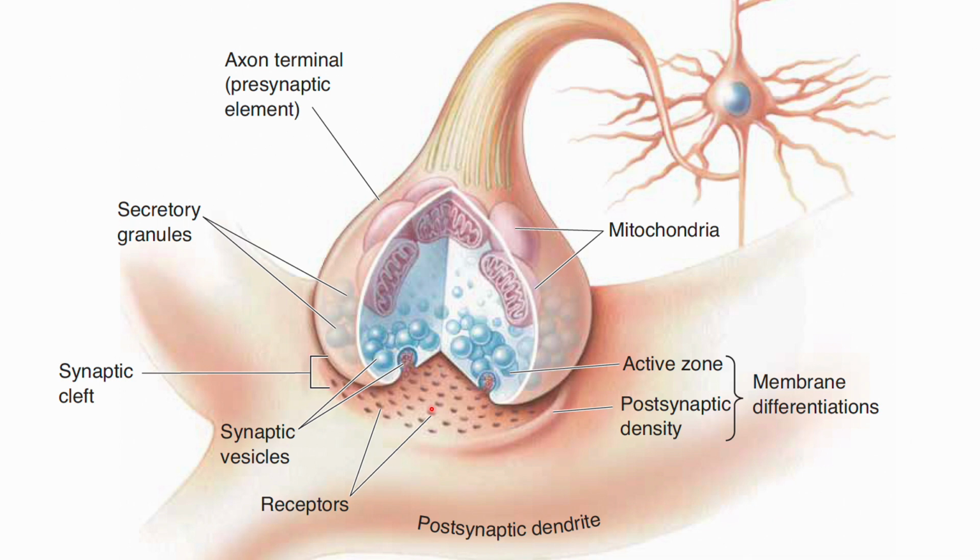If you remember, we've also talked about different types of synapses. There are axodendritic synapses, and so this would be a great example of that, because an axon of one neuron is communicating with the dendrite of another neuron, and this would be known as axodendritic.